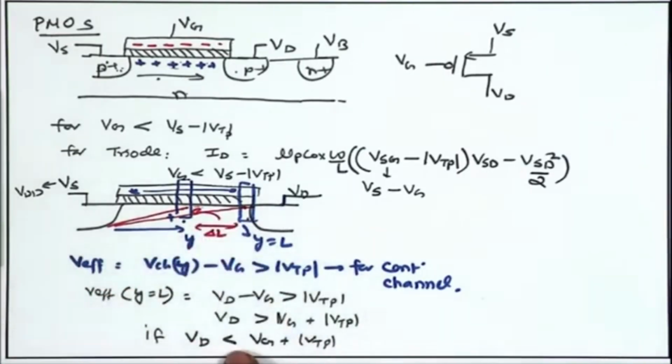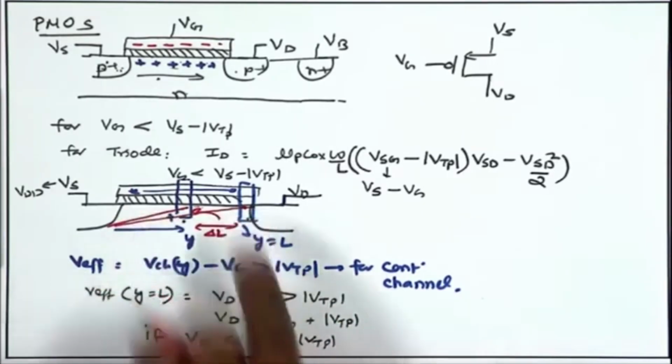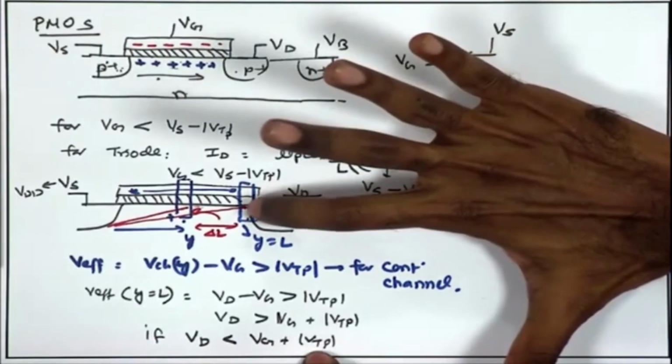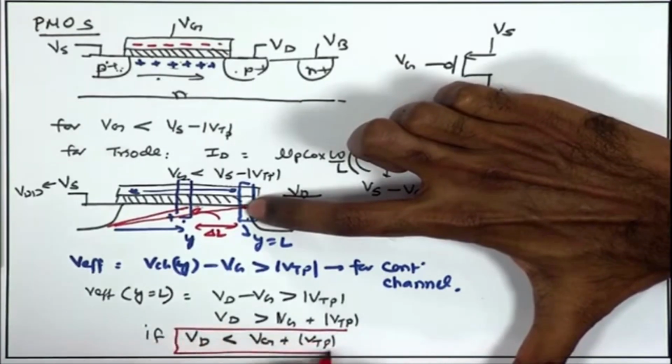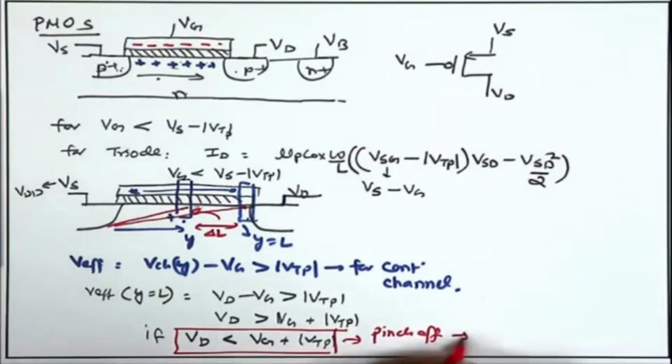So, for PMOS the condition for saturation is that Vd should be less than Vg plus mod Vtp. The moment Vd goes higher than Vg plus mod Vtp, the transistor is in triode region because you have a continuous channel formed, there is no pinch off. But the moment Vd is lower than Vg plus mod Vtp, then you have the condition of pinch off occurring, because you can imagine the last point close to the drain, there you do not have any channel charge anymore. So, this is the condition for pinch off and hence saturation region operation.